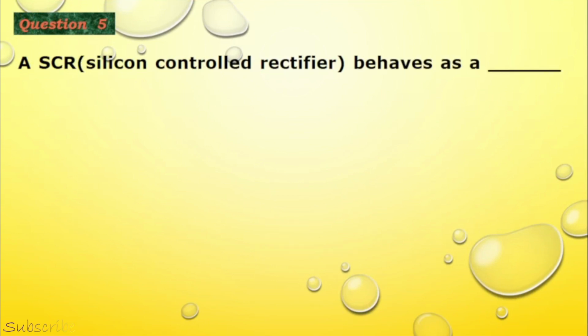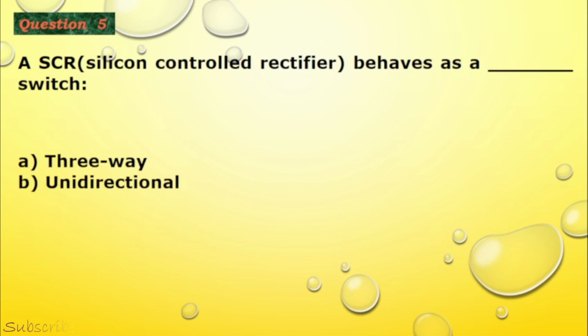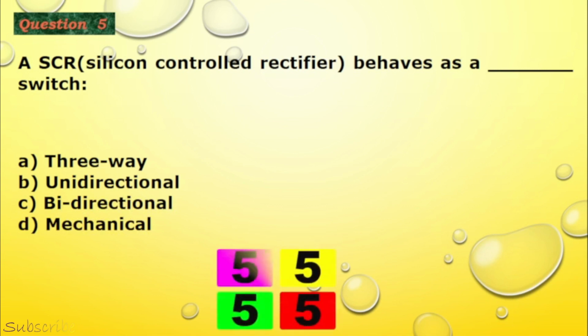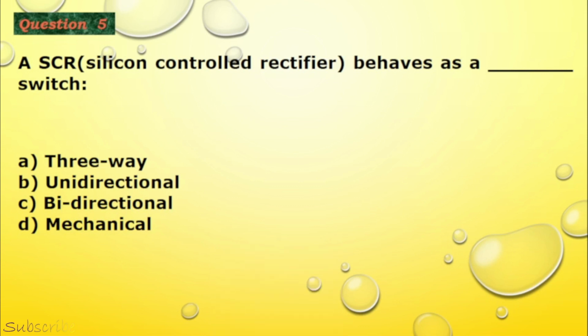Question number 5. A SCR, silicon-controlled rectifier, behaves as a blank switch. A. Three-way. B. Unidirectional. C. Bidirectional. D. Mechanical. The correct answer is letter B, unidirectional.